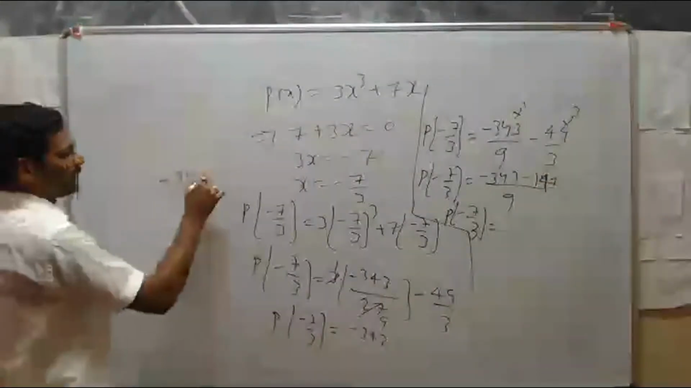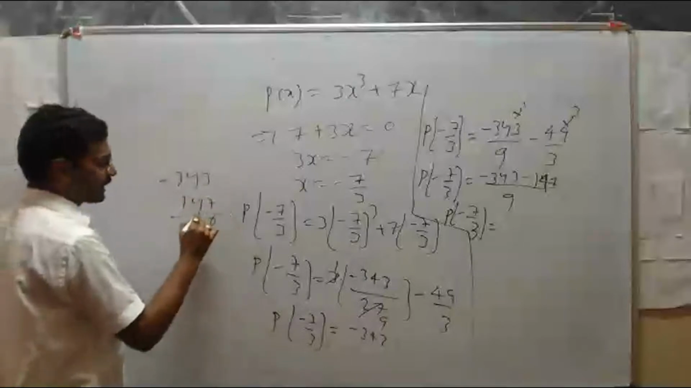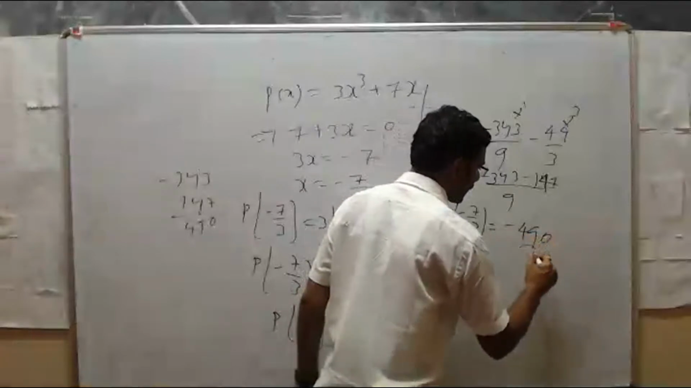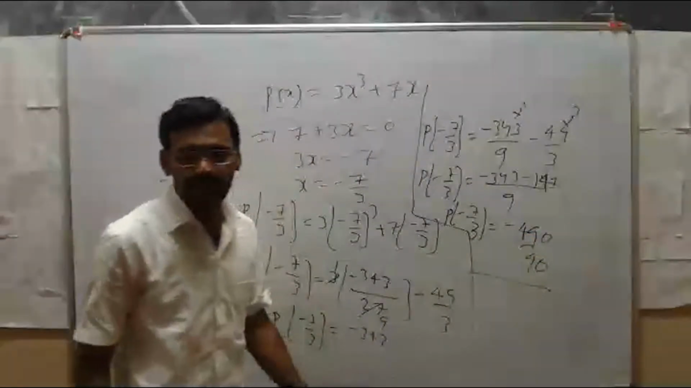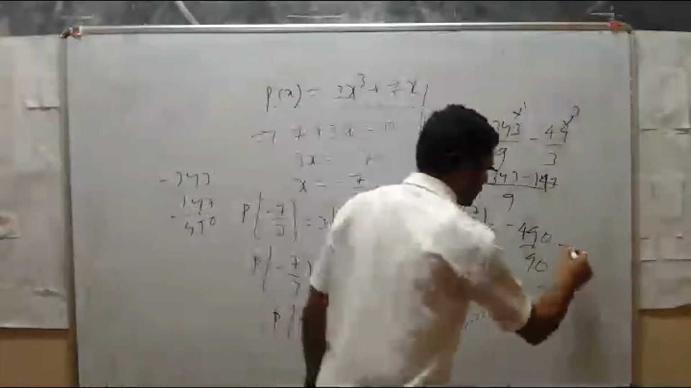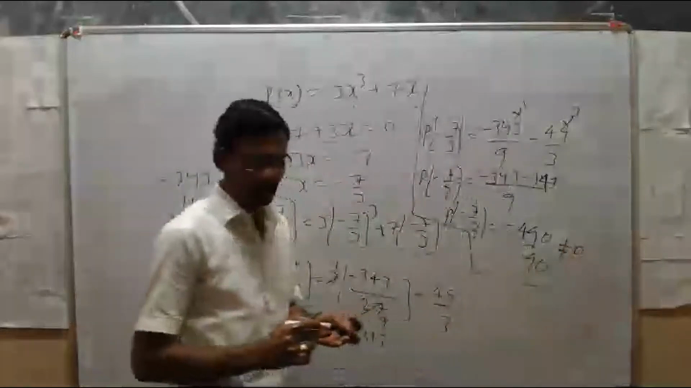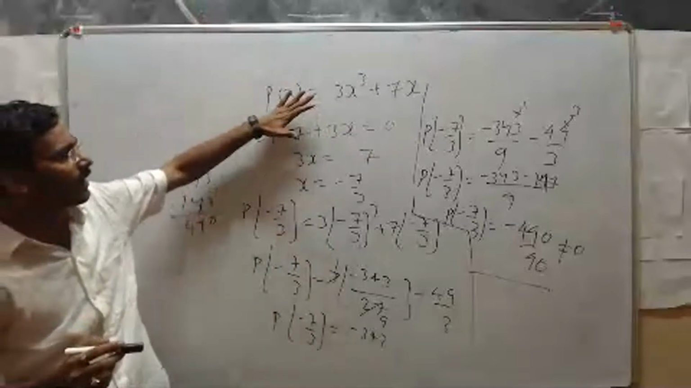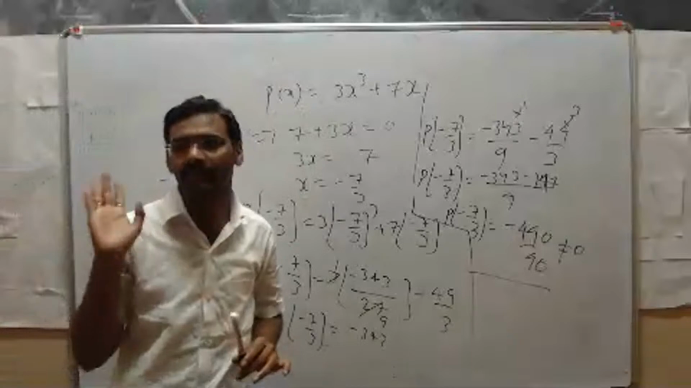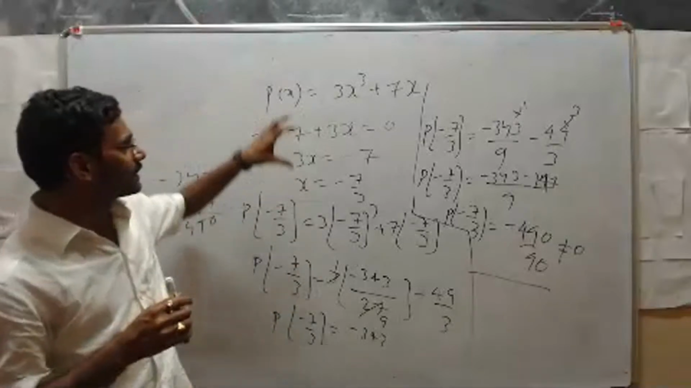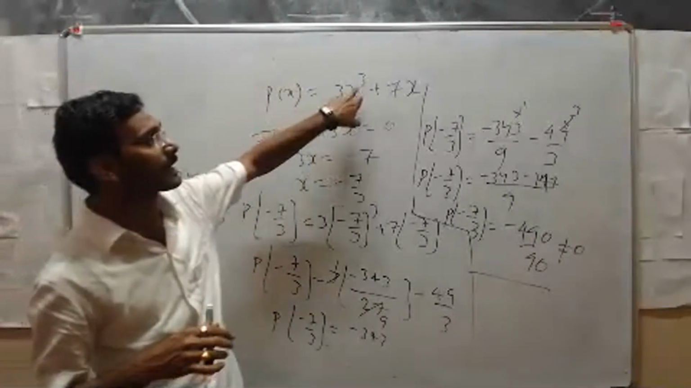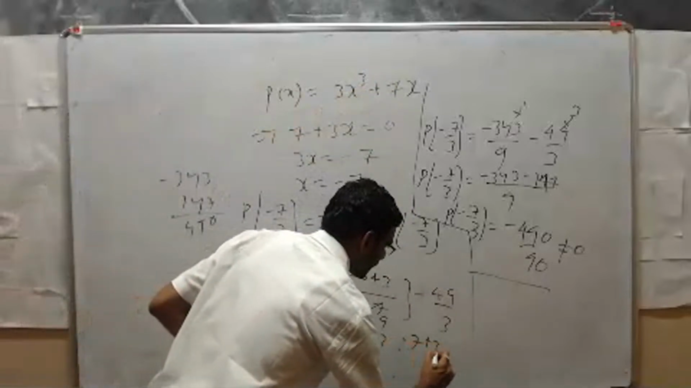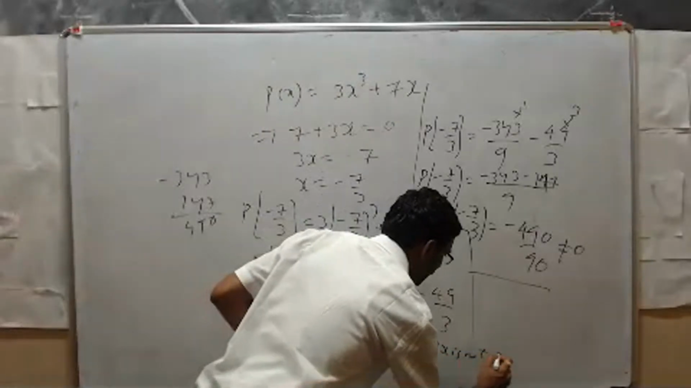Minus 343 minus 147 is minus 490. Both are negative, so the answer is minus 490 by 9. It is not equal to 0. Not equal to 0 means it is not a factor. Therefore, 7 plus 3x is not a factor of 3x cube plus 7x.